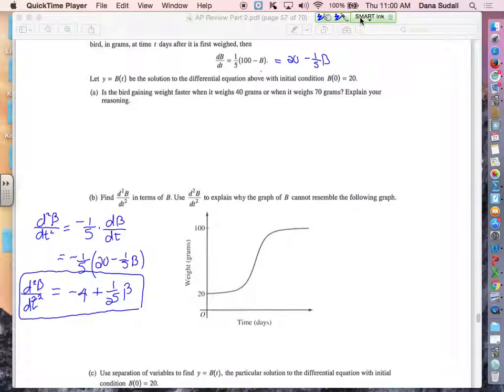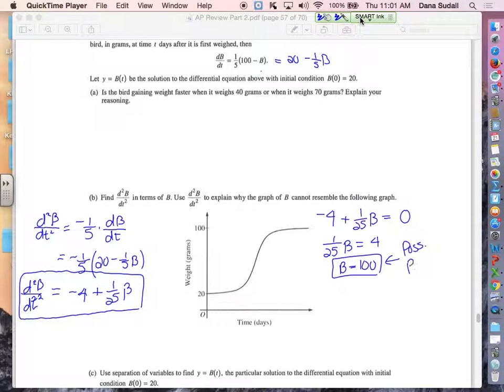And then they ask, explain why this graph can't be the graph of that. So using that second derivative that we just came up with, if I set it equal to 0, I would come up with possible inflection points. The second derivative also tells me about the concavity of the graph. So I get a value of 100. If it was the first derivative, that would be a critical value. For the second derivative, this is a possible point of inflection.